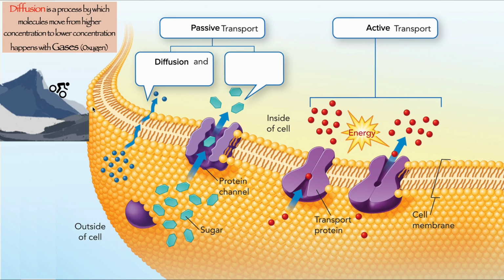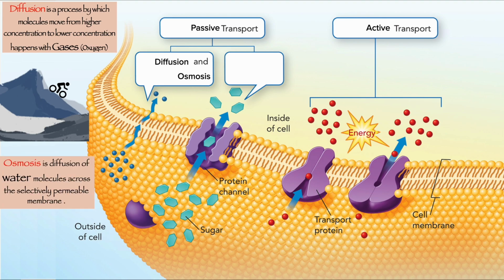You can relate it with, for example, a person on a bicycle moving from a higher uphill area to a low hill area, so that would be easier for him to do. Yes, he doesn't need any energy to do it. Osmosis is also a kind of passive transport.